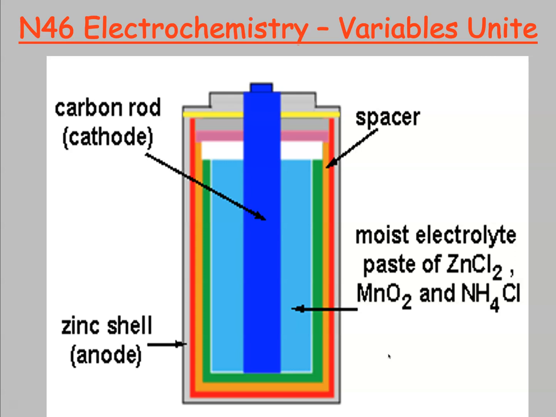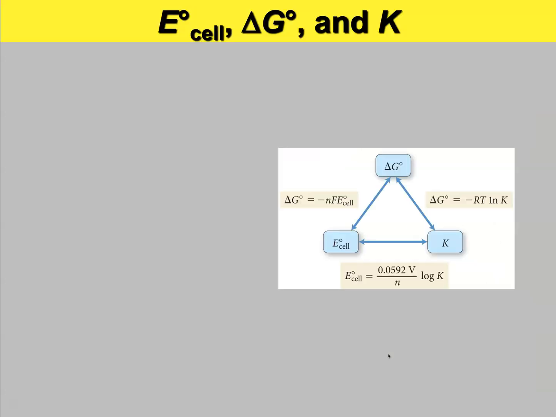All right, we are checking out N46, the last part of electrochemistry. I call this one variables unite. This is when we bring everything together in order to see the relationship of variables and how they affect one another. So this diagram, triangle of death, if you will, should be in the reference sheets. It's a good one to have and keep in your notes.